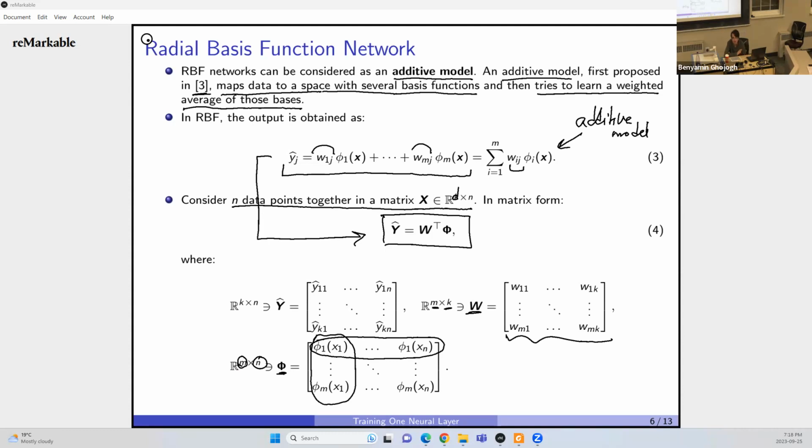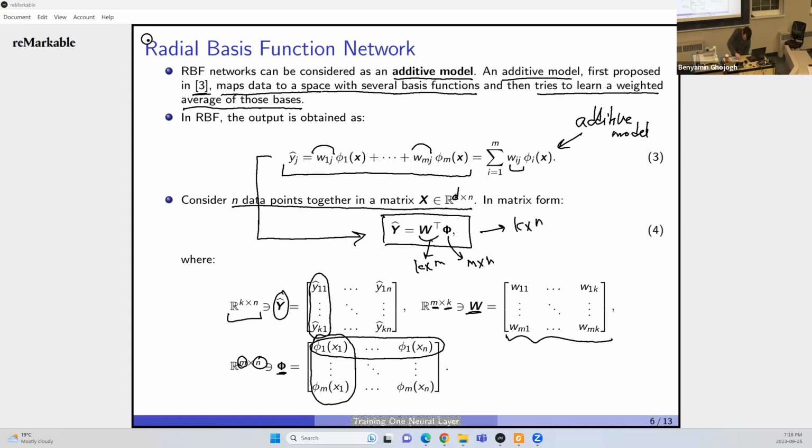By the way, interrupt me wherever you don't understand anything. Okay, so now if you do that, what about W transpose phi? Phi here is m by n, W is m by k, so W transpose is k by m, so the whole thing becomes k by n. So y hat becomes k by n. So every column is the predicted labels or outputs for one of the data points. Okay, because each data point has a k-dimensional label.